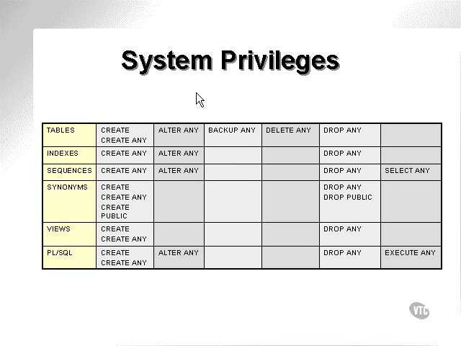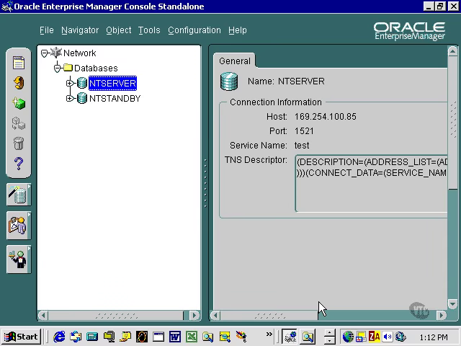Here's a quick picture of system privileges. These particular system privileges are privileges which allow users to do things with database objects, as in logical objects such as tables, indexes, sequences. In other words, a user could create the object, alter the object, backup, delete, drop, etc. Do things with these objects. Do things with tables, indexes, sequences, etc.